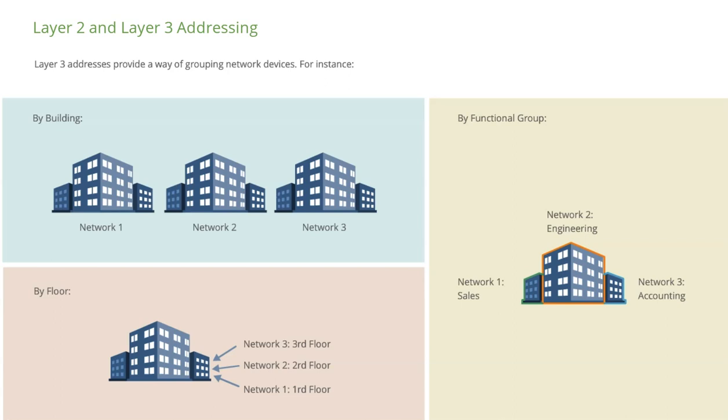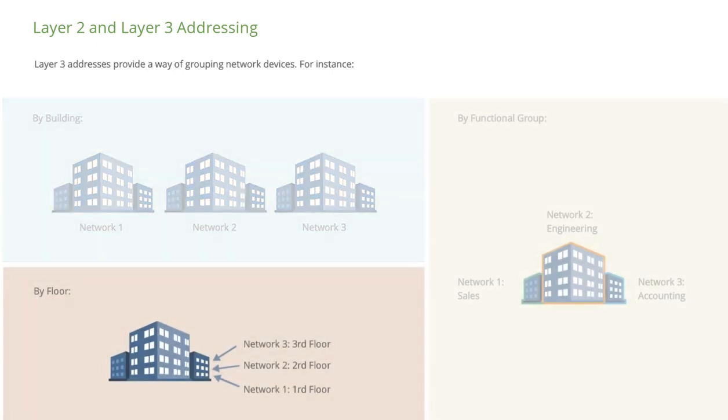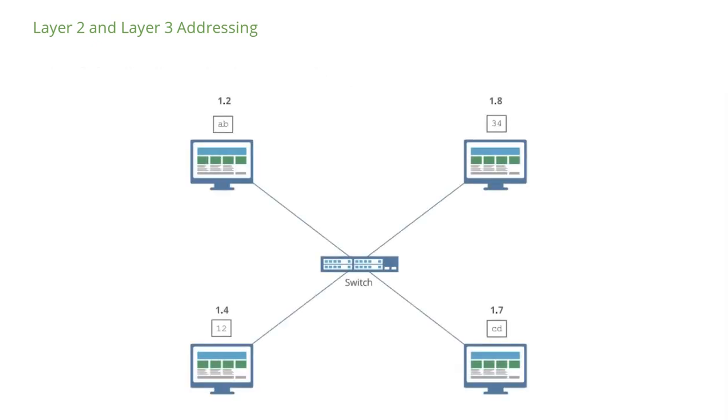Network administrators assign Layer 3 addresses, specifically the network number, to all devices in a network to introduce order. Layer 3 addresses provide a way of grouping network devices. For instance, Layer 3 addresses could be assigned to group network devices by building, by floor, or by functional group. On screen, you can see we have assigned Network 1 to this group of PCs. Notice that all the PCs connected to the switch use the same network number. We have also assigned unique host numbers to each PC.